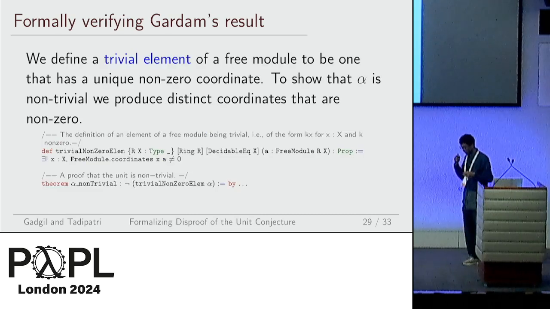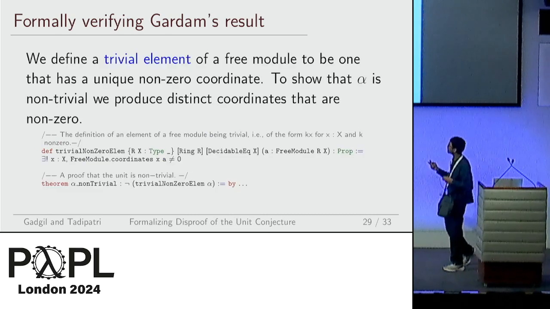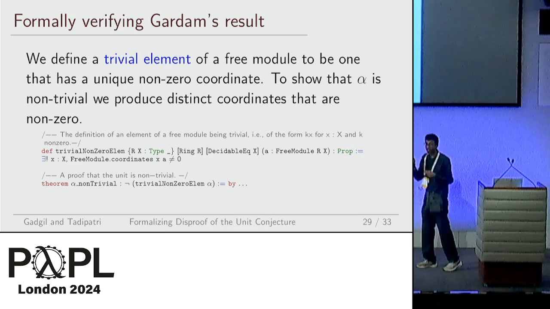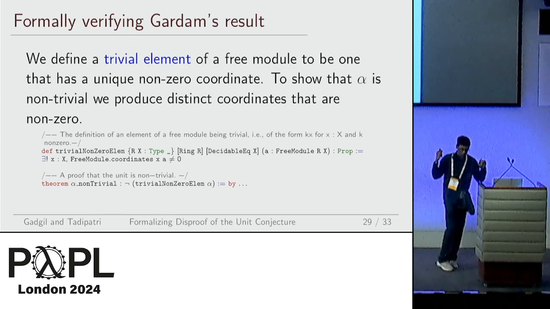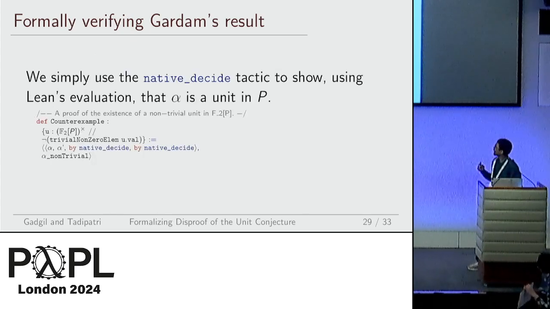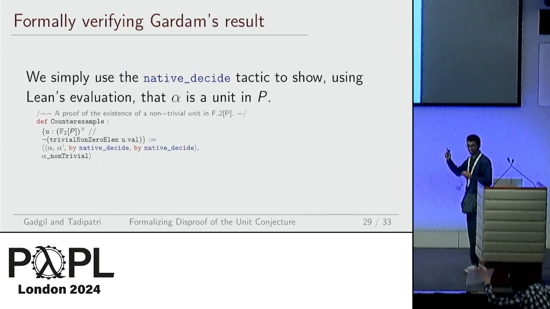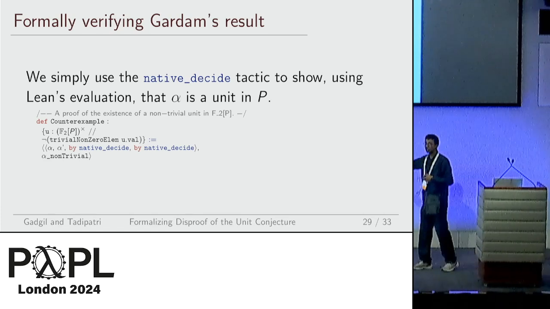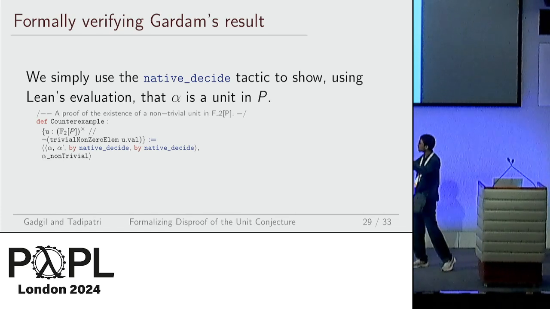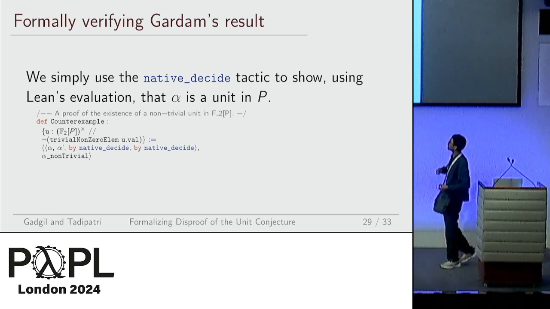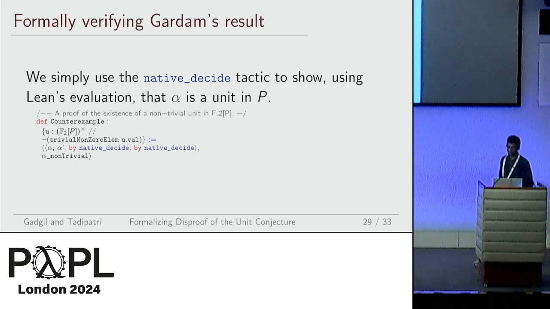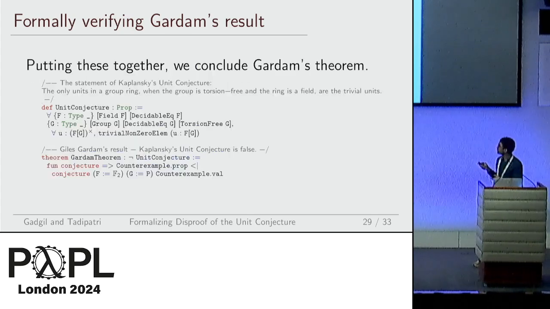We need to show that the unit is non-trivial. So we first define what it means to be a trivial element, which means that it has a unique non-zero coordinate, and we show that it's non-trivial by exhibiting at least two different coordinates on which it's non-zero. And finally, we need to show that it's a unit. So to show that it's a unit, we take the unit and its inverse and multiply them together to show that the result is 1. So unfortunately, this is a little too complicated for kernel reduction, but native decide is able to do this fairly quickly. And so this is where our group ring machinery comes in, and we show that this is a unit.